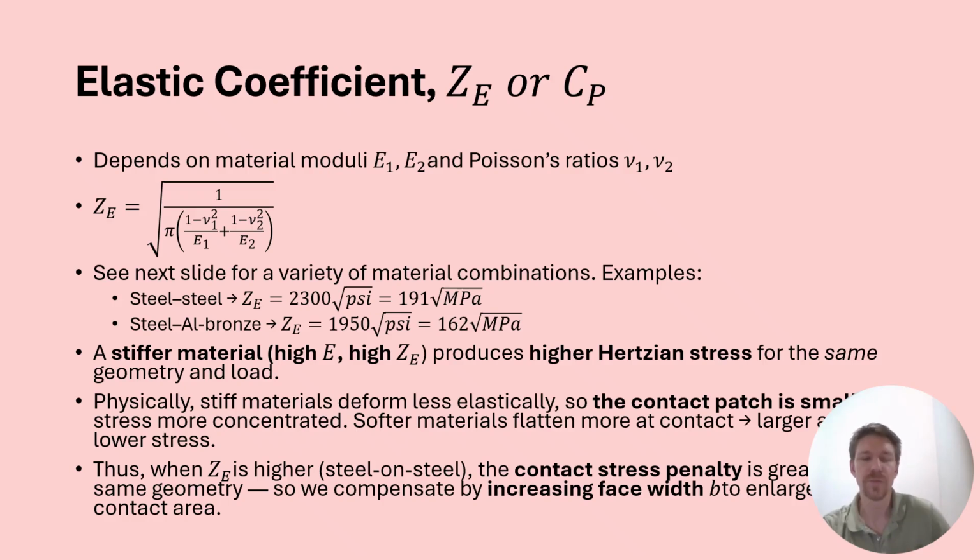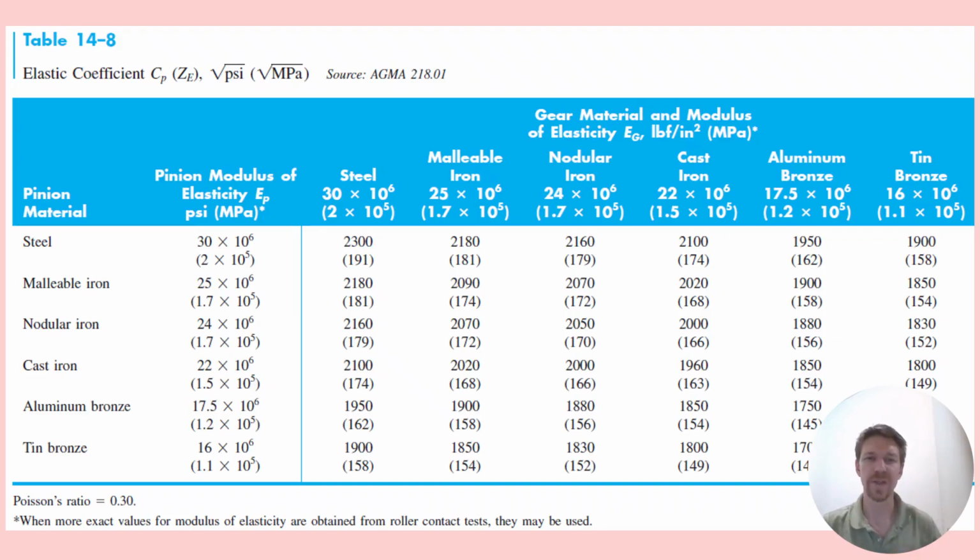So what is the reason for the elastic coefficient? It's because a stiffer material produces a higher or a more localized Hertzian stress for the same geometry and load. So you have actually a contact stress penalty for a higher strength material because they localize that stress and make it all focus in one point. Softer materials flatten more on contact, and so they distribute the stress more. So there are other disadvantages to the softer material, but in terms of the elastic coefficient, the softer materials have the advantage. So the next slide is the table. Here's the table. It gives you elastic coefficients for different combinations.